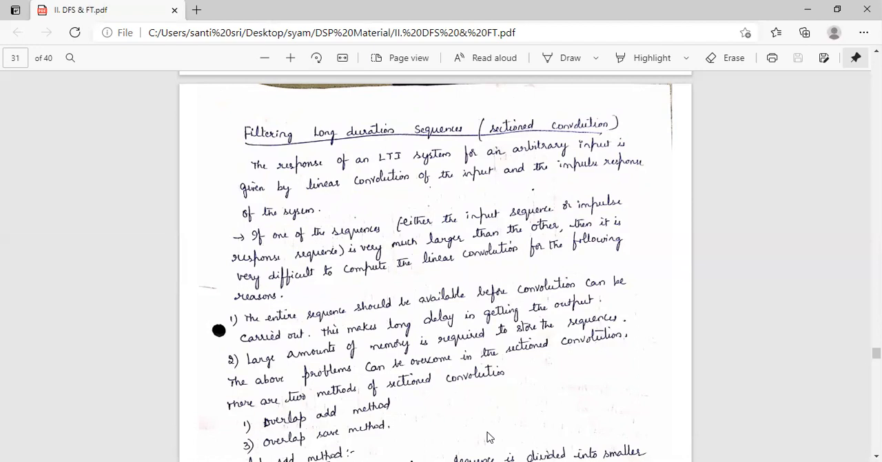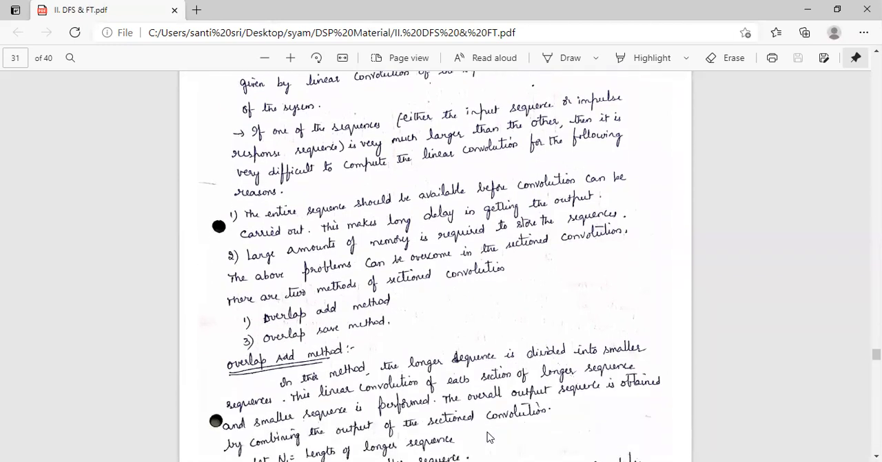If one of the sequences, either the input sequence or the impulse response sequence, is very much larger than the other one, then it is very difficult to compute the linear convolution for the following reasons. If these two sequences are equal, then we can easily do the linear convolution. If one sequence is larger than the other one, then the linear convolution becomes a little bit difficult. What are those reasons?